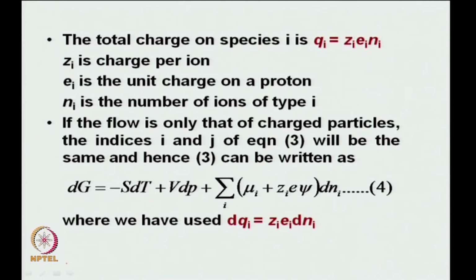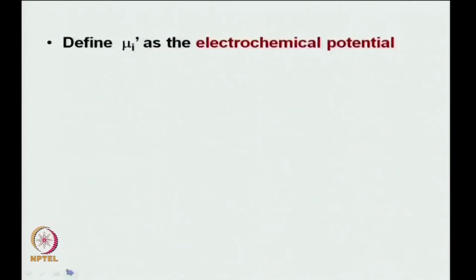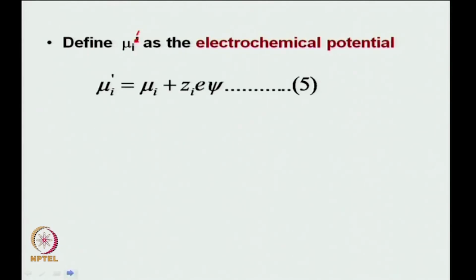Having said that, this is how you define it. This actually is not a comma, it is a dash, so it is mu_i prime as the electrochemical potential. Then this can be written as mu_i prime equals mu_i plus zi e times psi. Okay. And what is the essence of this equation?